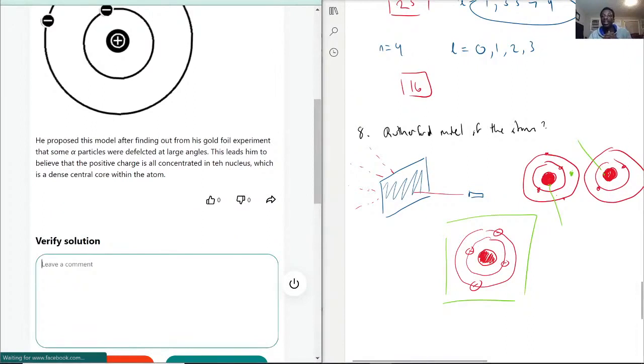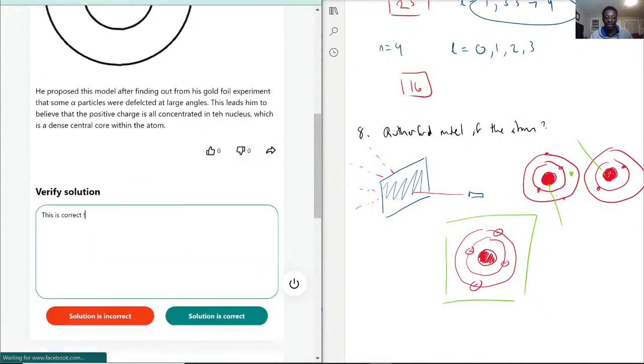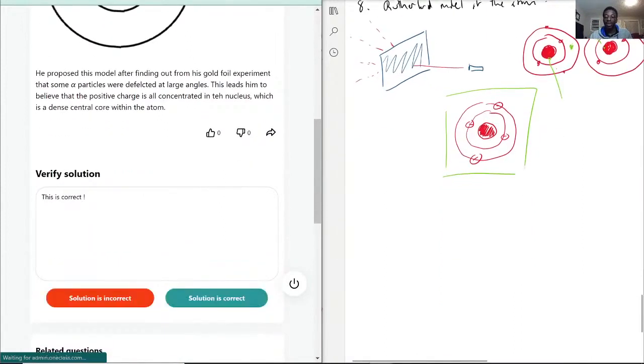But the key thing to understand is how he got his model, which is through that gold foil experiment. Because there are some models that look quite similar, like the Bohr model and all that, which do look very similar, but have each of their differences based on how they came about it. So this is correct nonetheless. Let's move on to question number 9.